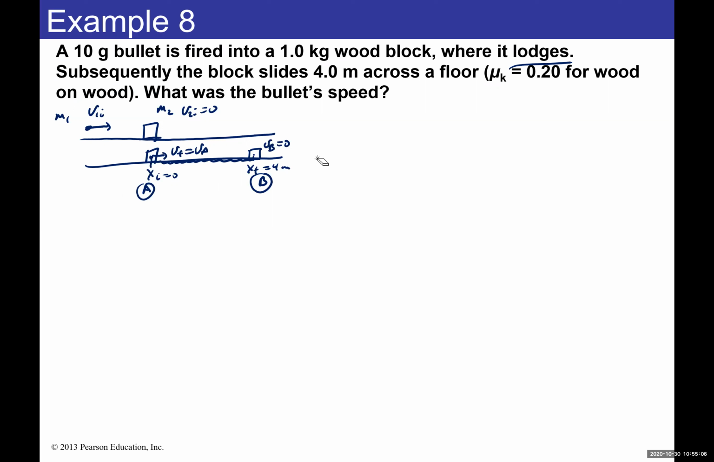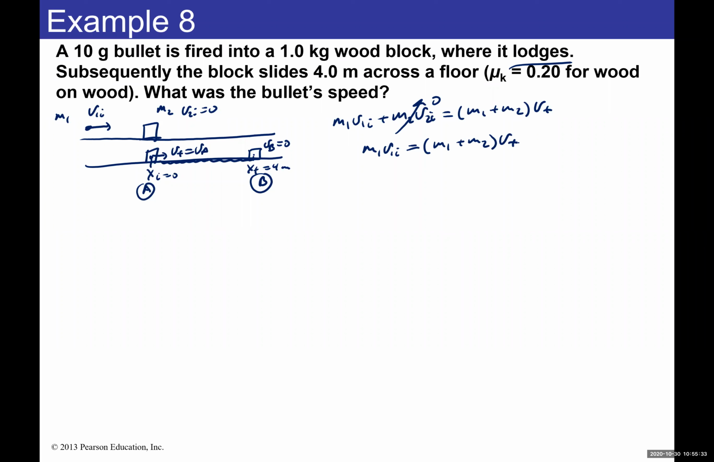Because, for example, if I look at the first part, which is just a collision, I have m1 v1 initial plus m2 v2 initial equals m1 plus m2 times v final. Well, this is 0, so this becomes m1 v1 initial, because the block is at rest, equals m1 plus m2 times v final.